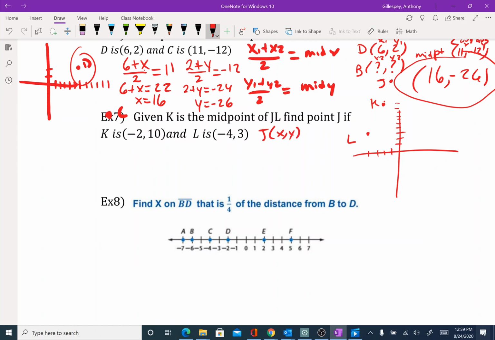So let's just do what we did before. To find the average of the x's, you do x1 plus x2 divided by 2, right? Will give you the average of the x's. So just plug it in, right? Remember, K is the midpoint. So the average of these two is going to equal to this. So we know that negative 4 plus x divided by 2 is going to equal negative 2. So if I solve that, I get x equals 0.